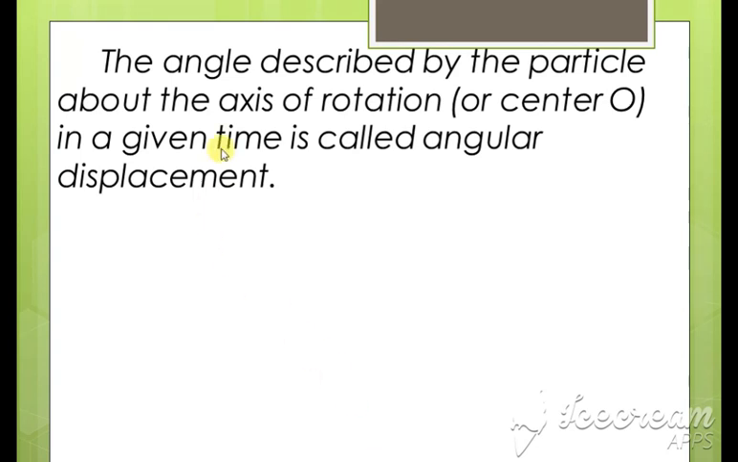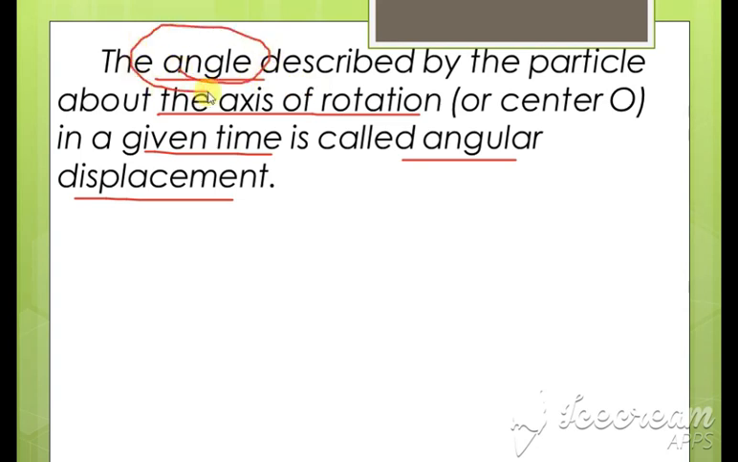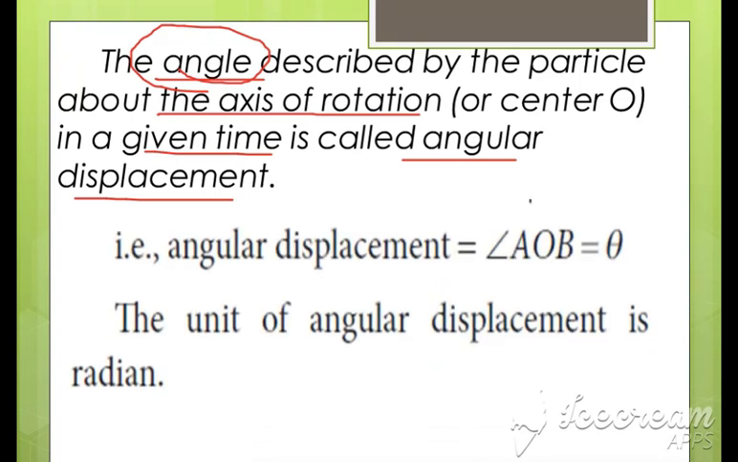The definition for angular displacement is the angle described by the particle in a given time, about the axis of rotation. From the axis, if you denote any angle, that is said to be the angle described by the particle. It is denoted by angle AOB, which is equal to theta. The unit for angular displacement, as we have seen already, is the radian. So this is about the angular displacement.